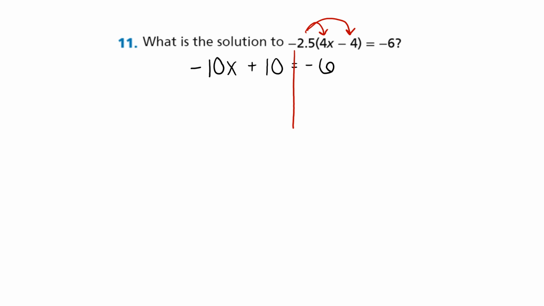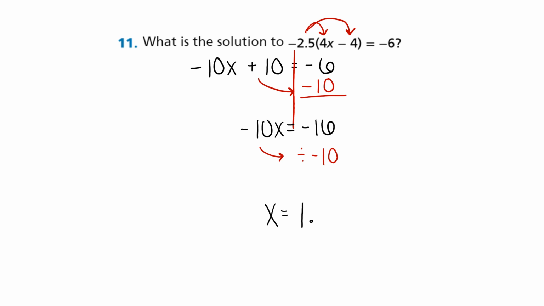We want to combine the 10 and the negative 6. In order to move the 10, we do the opposite. We do a negative 10. Negative 6 and negative 10 make negative 16. And then our final step is to divide our values. We divide in order, the negative 16 divided by the negative 10, and we end up with a final answer of positive 1.6.